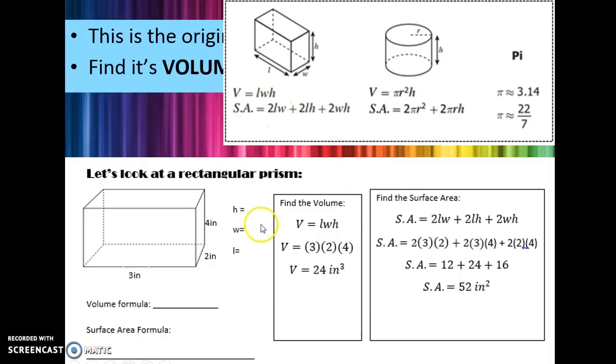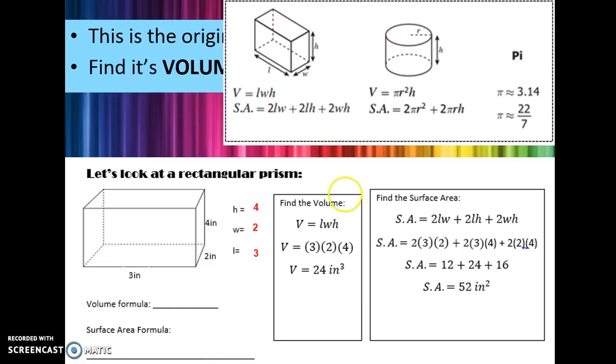So we're going to take this rectangular prism, and using these formulas and our different dimensions, our different characteristics, our different attributes or properties, we're going to look at the height, width, and length of this rectangular prism. So the height for this rectangular prism is 4. The width for this rectangular prism is 2. And the length is 3.